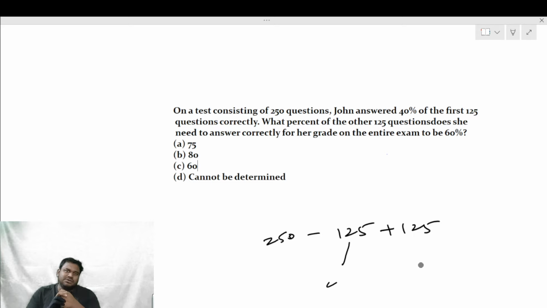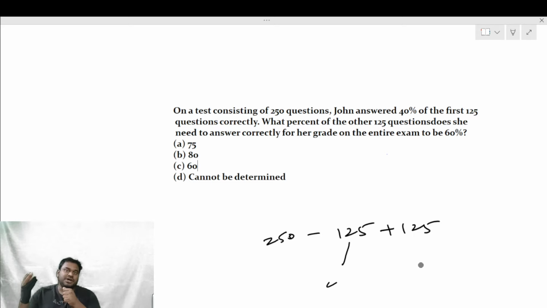In the first 125 itself, she got 40% correct answers. What is 40% of 125? 10% is 12.5, 20% is 25, and 40% is 50. So she got 50 correct answers in the first 125.